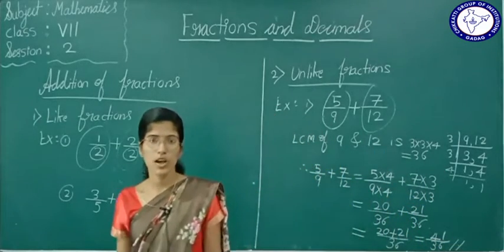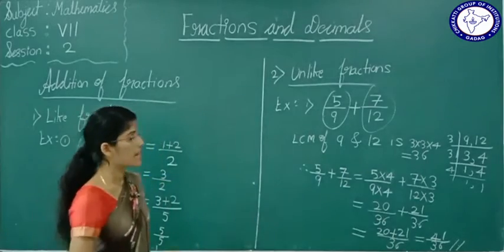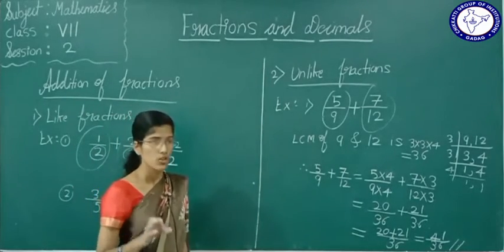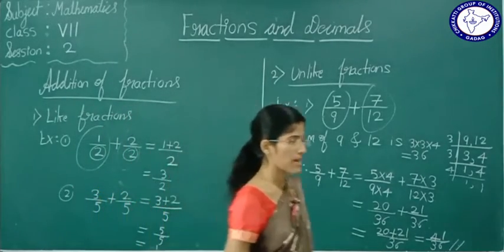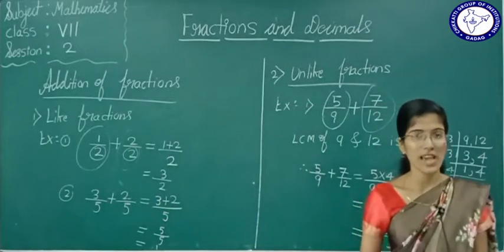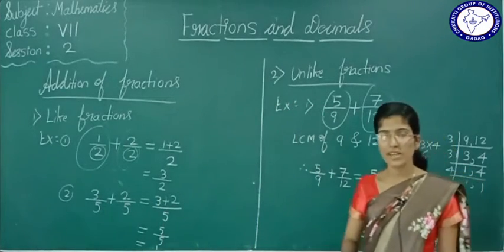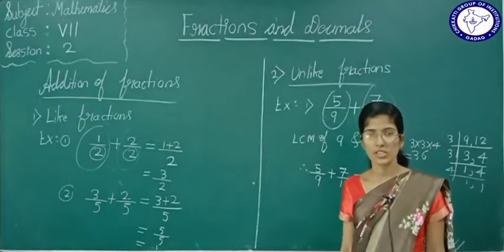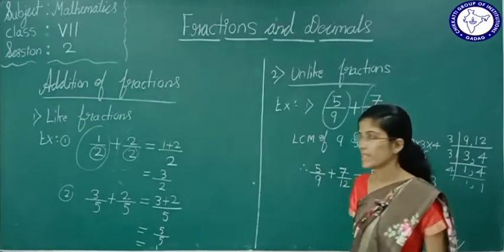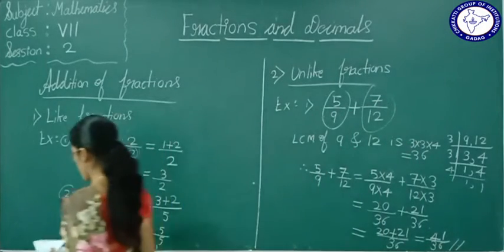Is it understood how to add unlike fractions? To add unlike fractions, the first step is to convert the unlike fractions into like fractions. Afterwards, we add them. We will see one more example for this.